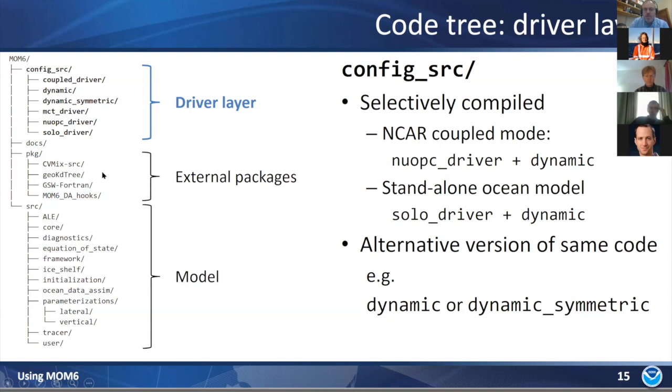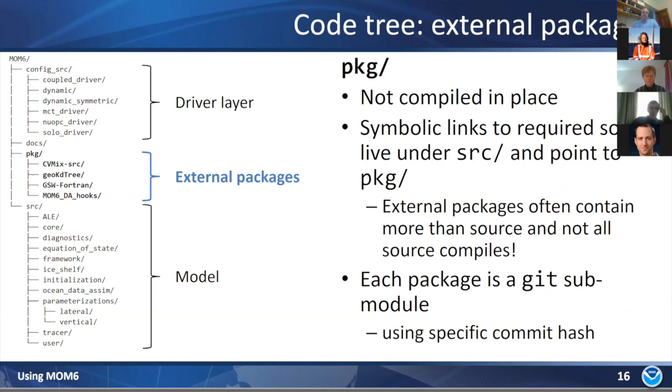The next directory of interest is the pkg, and this directory is actually not compiled in place. This is a list of submodules which are essentially symbolic links to external packages. For example, CVMix or the TEOS-10 equation of state, GSW Fortran. So these are not compiled in place because often these packages have main programs or C code or other codes that just shouldn't be compiled with your model, and so we have to be able to selectively point to parts of those packages, and so we do that with symbolic links from the source directory.